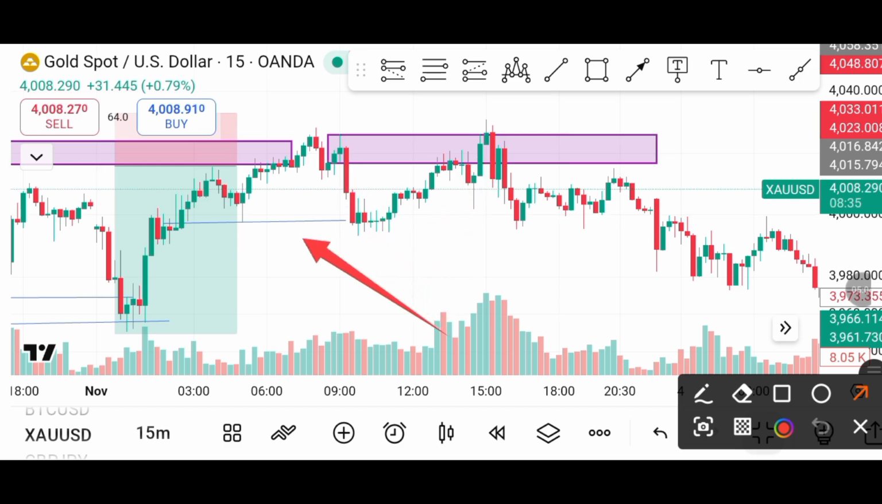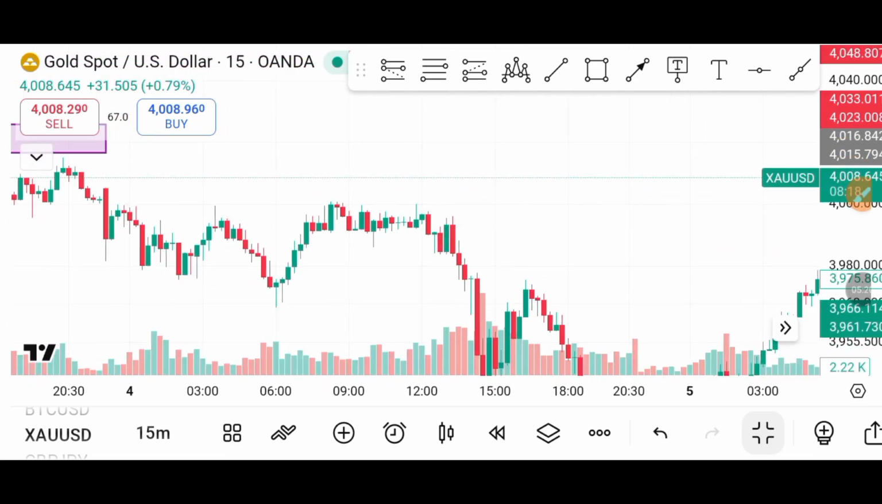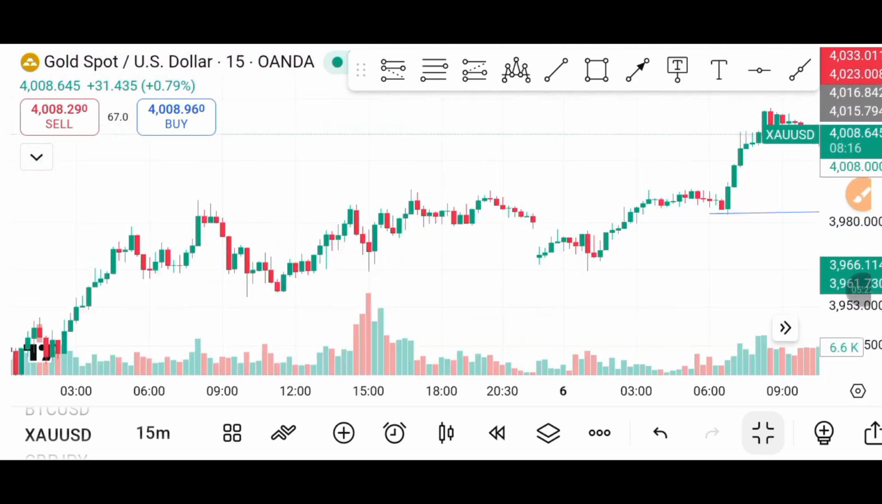From here, it splashed down, gave me this breaker structure, and pushed to the upside to this other block I mapped out. If you can see this other block I mapped out, it tapped me in again, another entry, and dished out a massive push to the downside. You can see it smash my TP. So this same scenario is about to play out right now.